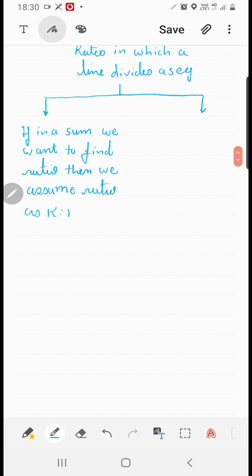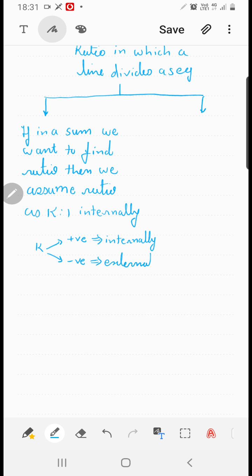Now, we all know that there are two types of section formula available. One is internal section formula and one is external section formula. So here, whether it is internal or external depends on what? Since we are assuming, we assume the ratio k is to 1 internally and solve the sum. Now, we can have two values of k possible. If k is positive, then our assumption is correct, that is internal division. But if k is negative, then it implies external division. That means the point divides externally. So basically the value of k will decide the ratio.